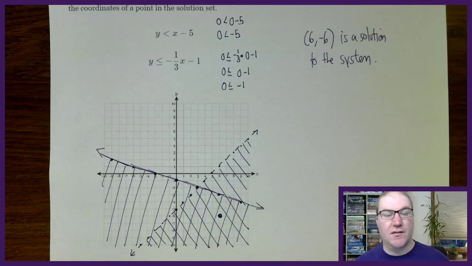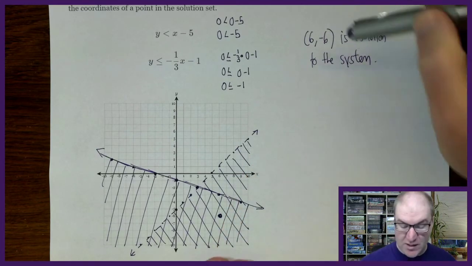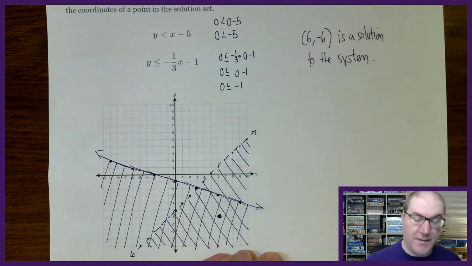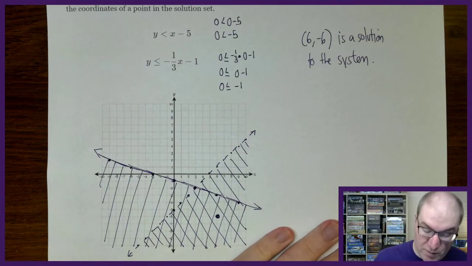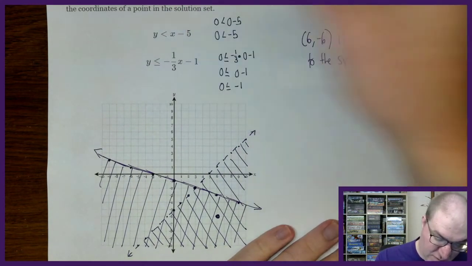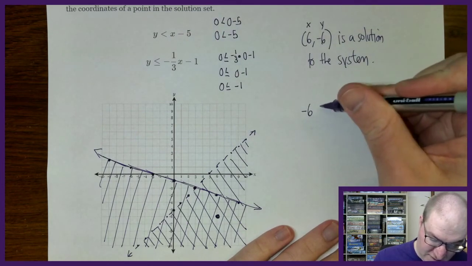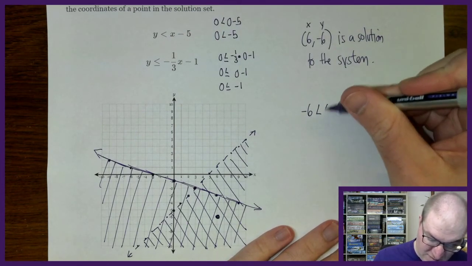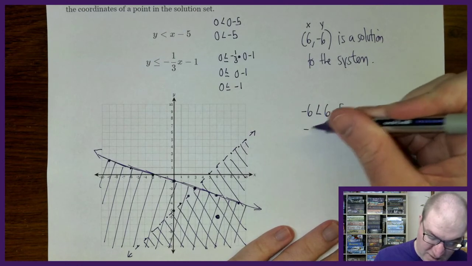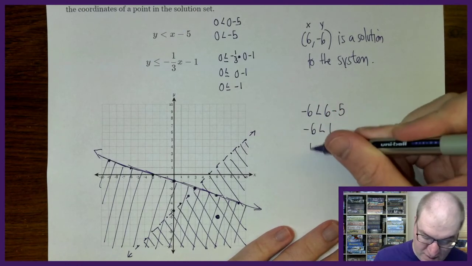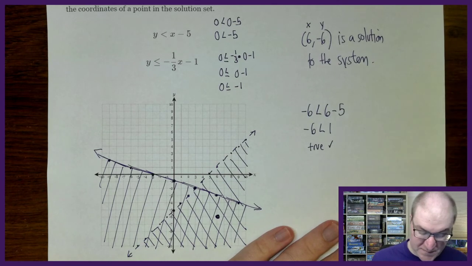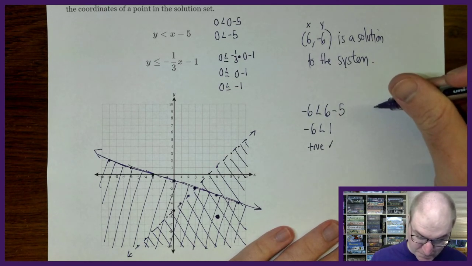And just because I have an extra second here, let's plug that into both and make sure it is indeed a solution to both of them. So if I put this one into the top one, we have negative 6 is less than 6 minus 5. Negative 6 is less than 1. That is true. Now let's put it in the other one.